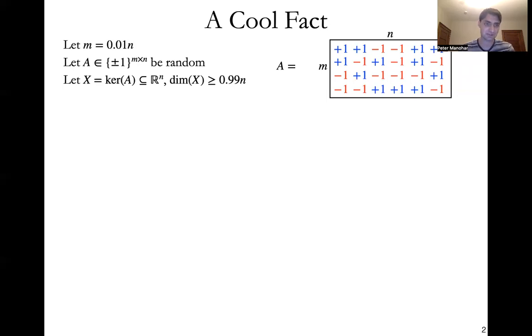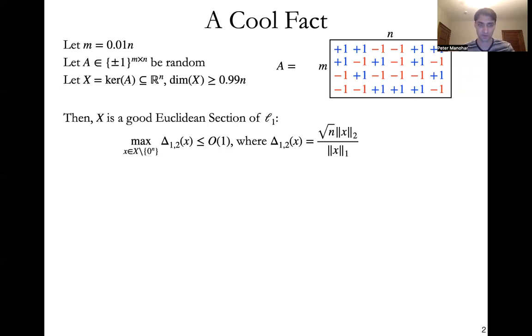And this subspace X with high probability will have the following cool property. That is that X will be a good Euclidean section of L1. And this means that the maximum over any non-zero vector x in the subspace of the L1, L2 distortion of x is at most a constant, where the L1, L2 distortion is simply the ratio of the L1 norm to the L2 norm up to the scaling factor of square root n. And if you haven't seen this property before, it might seem a little bit opaque, so let me just explain in more detail what it means and why this is a very cool property.